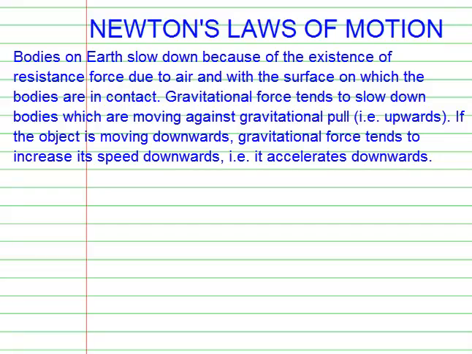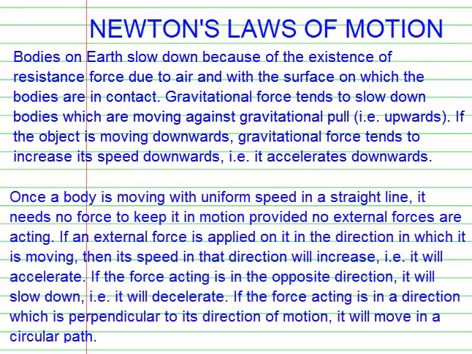Once a body is moving with uniform speed in a straight line, it needs no force to keep it moving, provided no external forces are acting. If an external force is applied on it in the direction in which it is moving, then its speed in that direction will increase. That is, it will accelerate. If the force acting is in the opposite direction, it will slow down. That is, it will decelerate. If the force acting on it is in a direction which is perpendicular to its direction of motion, it will move in a circular path.